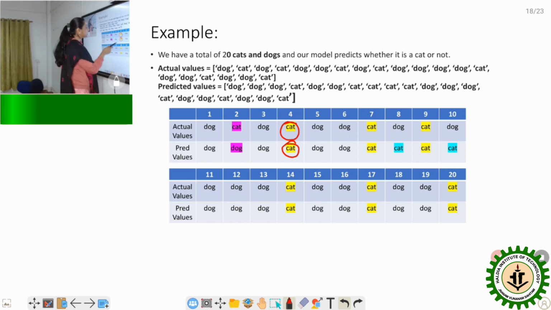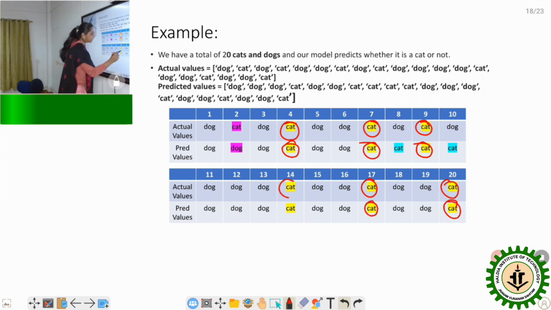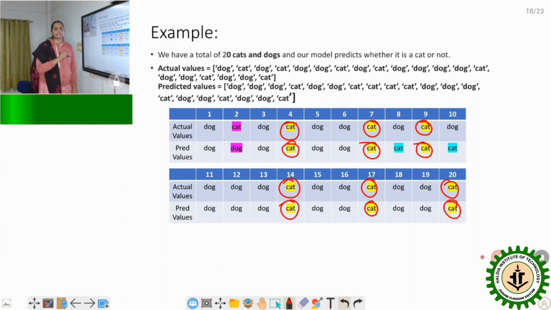Yes, here our actual value is cat and we have predicted it as a cat. Here also our actual value was cat and we have predicted the cat as a cat. Similarly here, and here is one instance, one instance, one instance, and here is one. That means in total we have 6 cases where the actual value was cat, and we have predicted all 6 cats as cat.